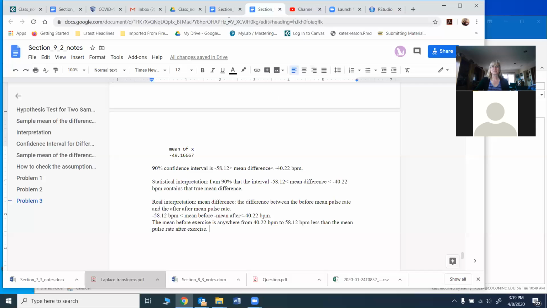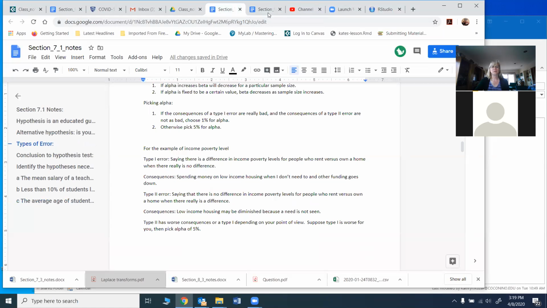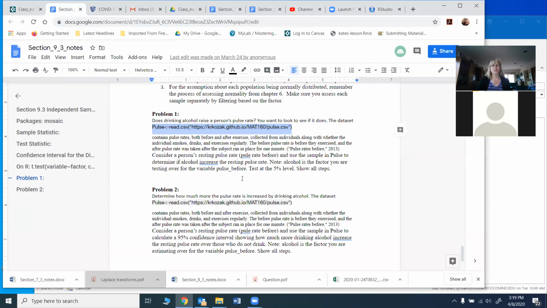All right, wrong page. It's hard to find my pages up here. Oh, there it is. Okay, it's way over here. All right. So what we want to do is go through the same thing again. We're going to show all the steps. We want to consider a person's resting pulse rate before, and use a sample and pulse to determine if alcohol increases the resting pulse rate. All right. So my question for you is, is this a hypothesis test or a confidence interval?